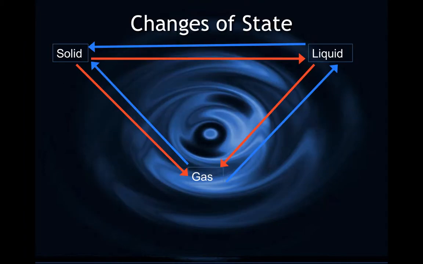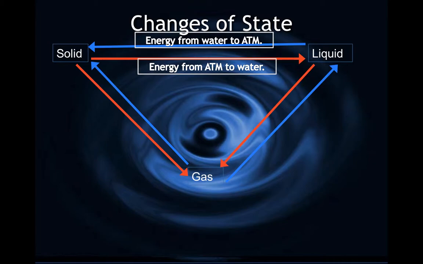So here's your diagram. On that first one, energy goes from water to the atmosphere. We already figured that one out. The cool thing is each arrow is just the opposite of the last one. So from a solid to a liquid, the energy goes from the atmosphere to the water. If we look at our next arrow here, energy from the atmosphere goes to the water.